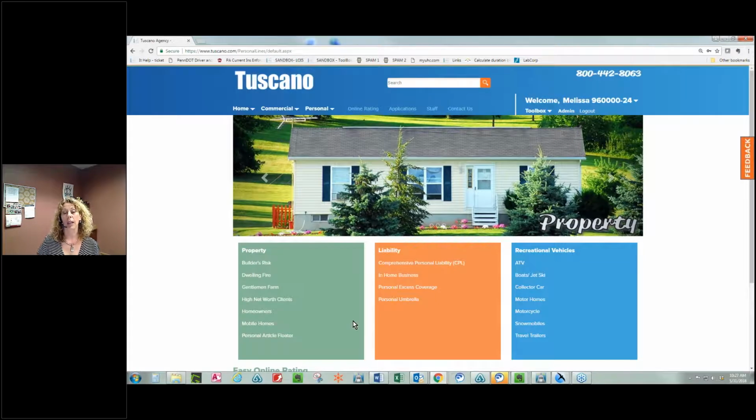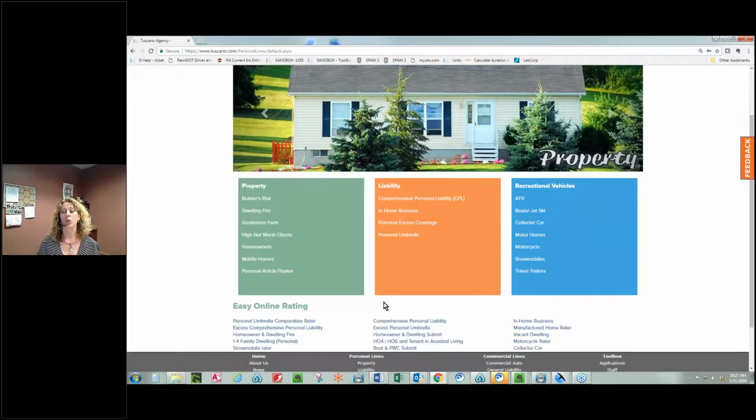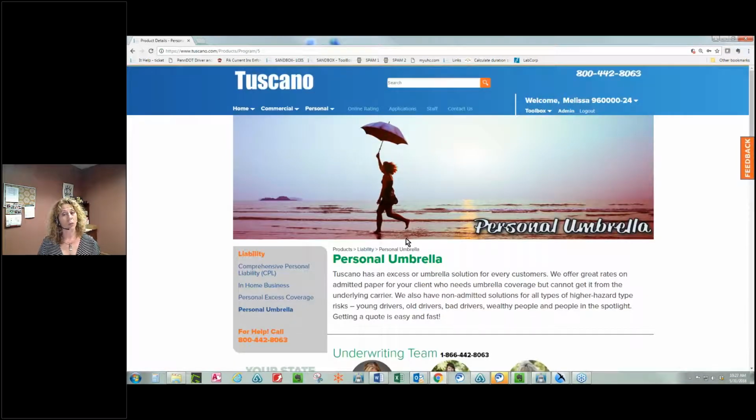Also on the personal umbrella, the underlying form has to be on a personal lines form. So many people have rental dwellings. If they're on a commercial form, we're unable to do that. That's something though the commercial department can do. You just can't include that in your personal umbrella.